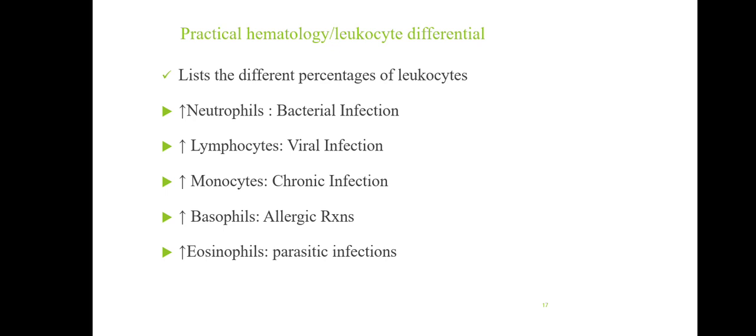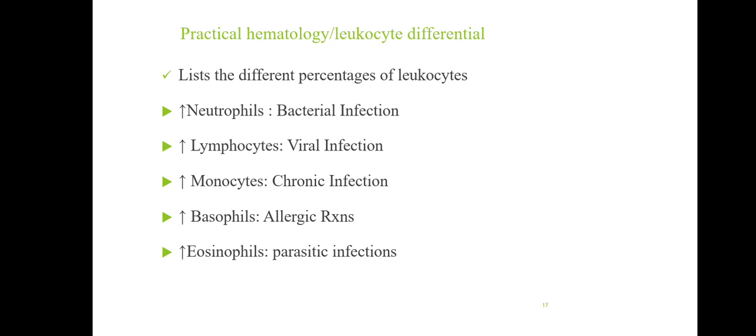Then if you have a high increment in the lymphocytes, just know that this is a viral infection. Then if we have high monocytes, just know that it's a chronic infection. Then if you see a lot of basophils, just know that it's an allergic reaction. Then if you see a high number of eosinophils, just know that it is a parasitic infection.